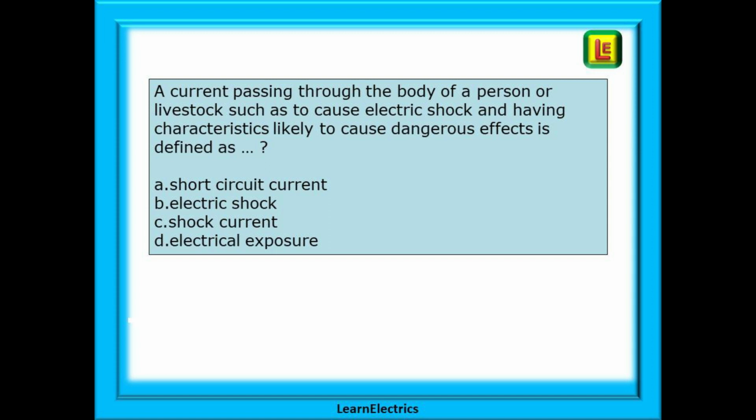And finally, question 10. A current passing through the body of a person or livestock, such as to cause electric shock and having characteristics likely to cause dangerous effects, is defined as, and you have 4 choices. Again, pause the video. Consider what you know. Choose the key word that will take you to the correct part of the regulations and follow this through. Remember, in this question, you're looking for exact word matches.